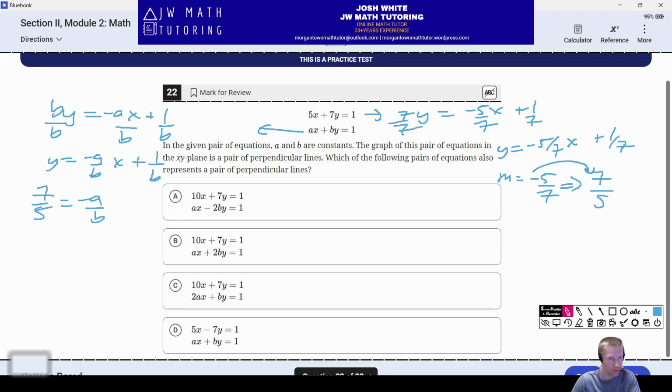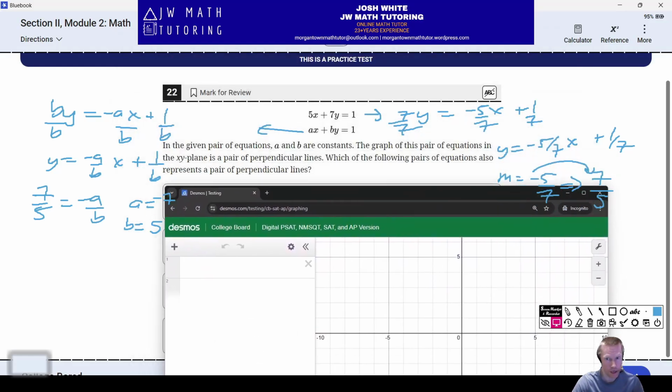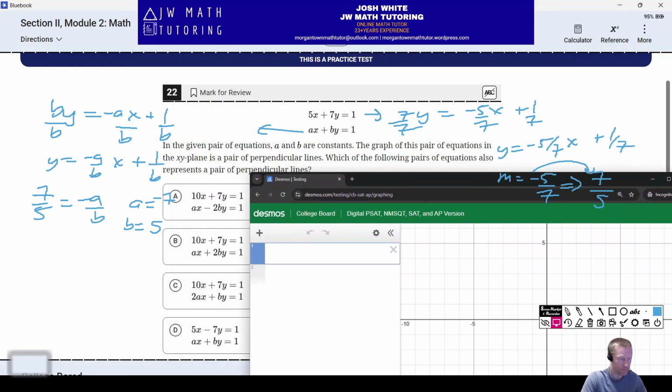Okay, so now I can choose a value for a and a value for b that makes this proportion true. So I'm going to choose negative 7 for a and positive 5 for b. All right, so now the easiest way that I know to do this problem is just to go to Desmos, and of course I can't actually click the button to bring it up because I'm not in Bluebook. So instead, I'm going to bring up the web graphing interface here.